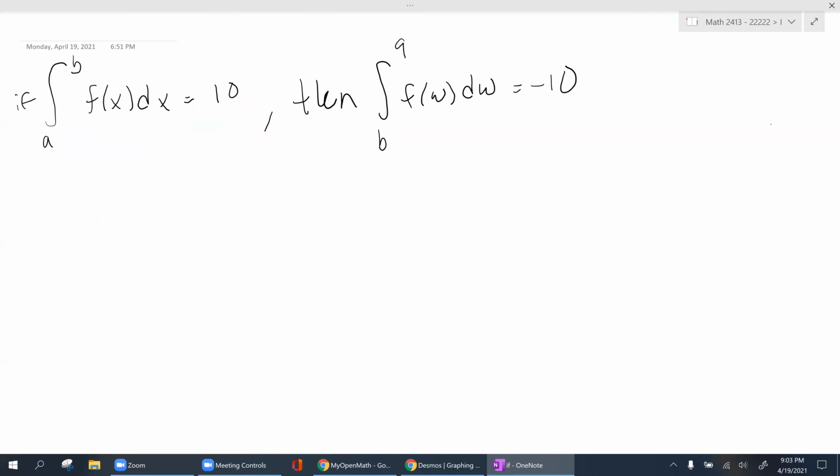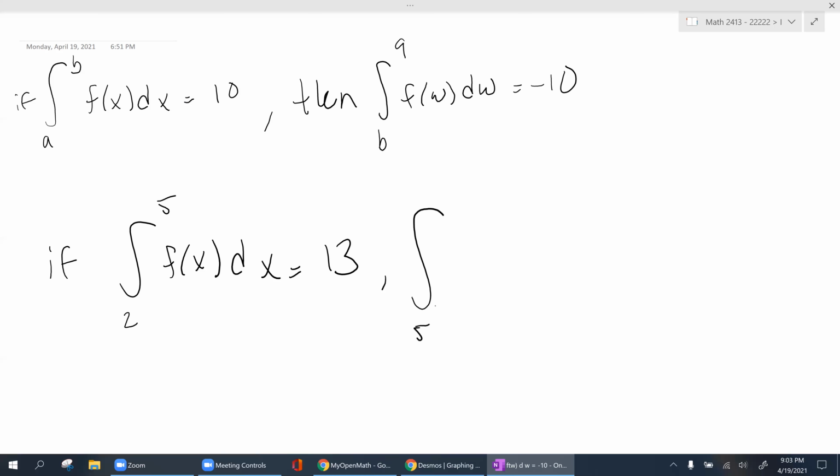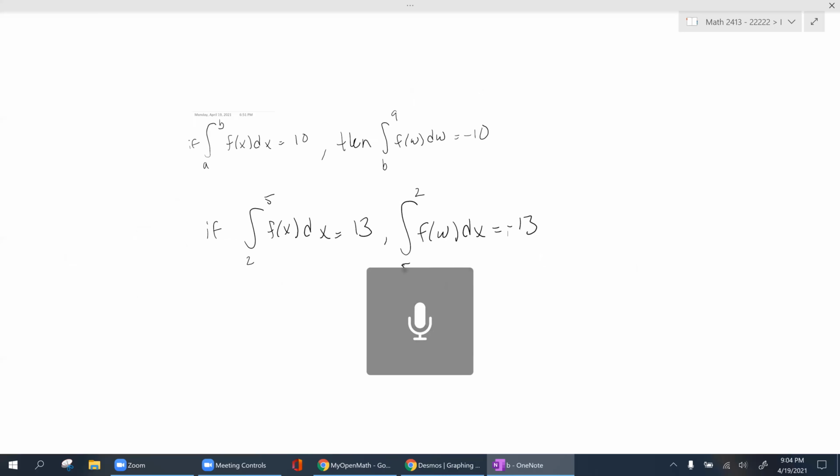So we were asking, what do we do? Let's just say the area between 2 and 5 of a certain function gives me, I don't know, 13. If you were to flip these points around and go from 5 to 2, going backwards of that same function, this is just going to be negative.